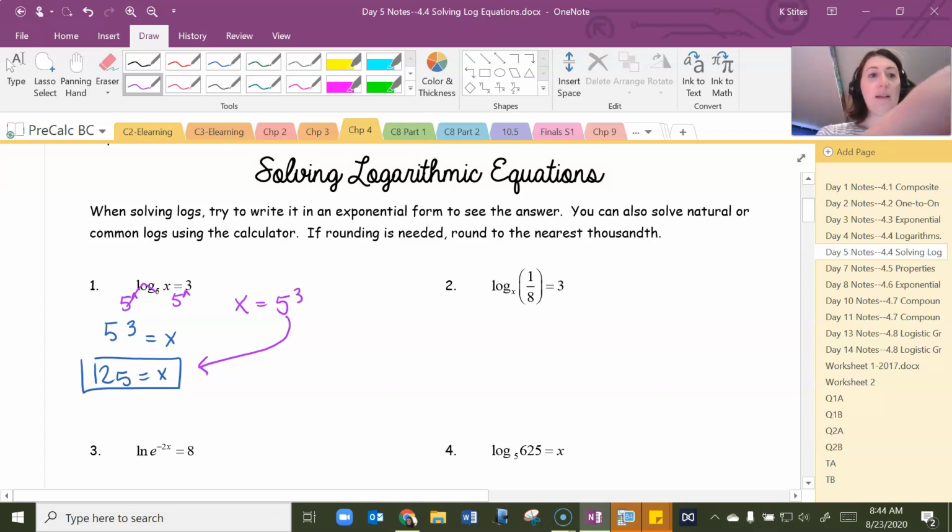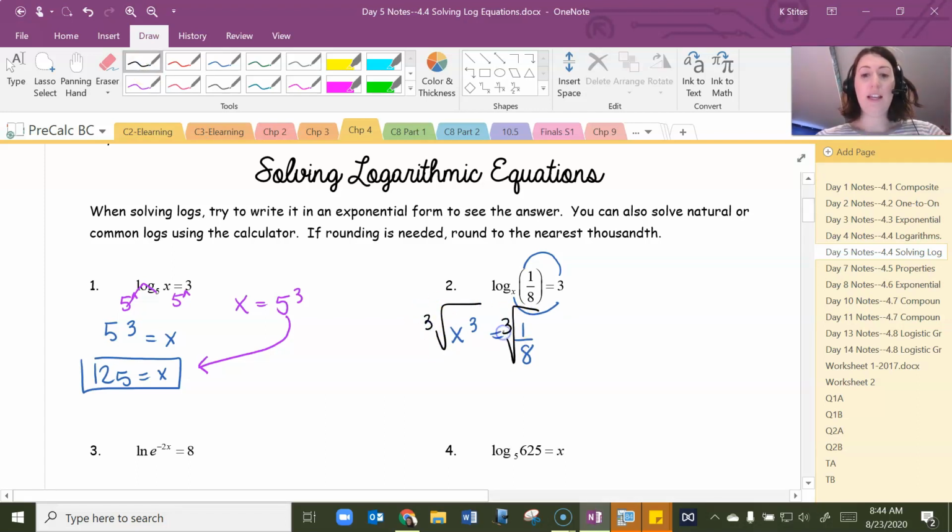All right, so then I'm going to do that same method for this one right here. I'm just going to change it to exponential form, x to the third equals 1/8. And then one thing you can do here is you can just cube root each side. And the cube root of 1/8 would be 1/2.